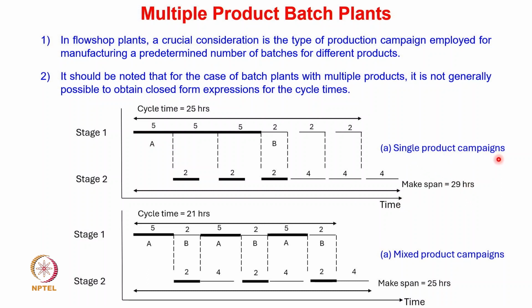Now the other case is the mixed product campaign. In this particular case you can see that product A and product B are getting produced alternately.